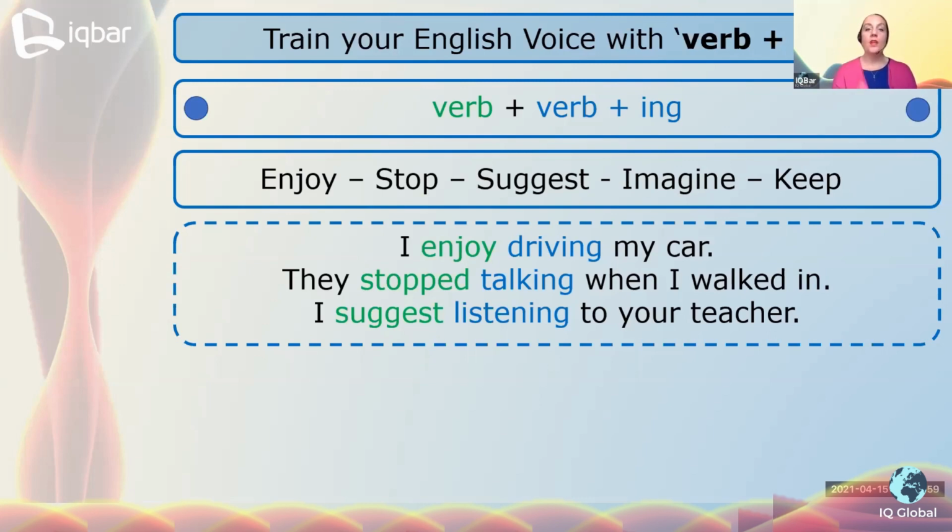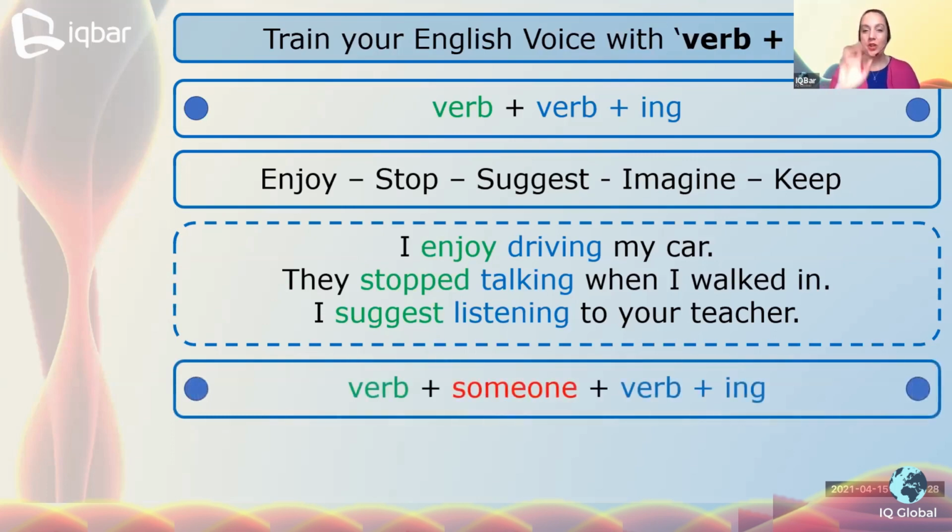And one more, I suggest listening to your teacher. So here, the first verb is suggest. What's the action word though? I think you might be right, Human. It is. It's listening. So we've had the verb listen and we've added ing for listening. Brilliant. That's how we use that structure.